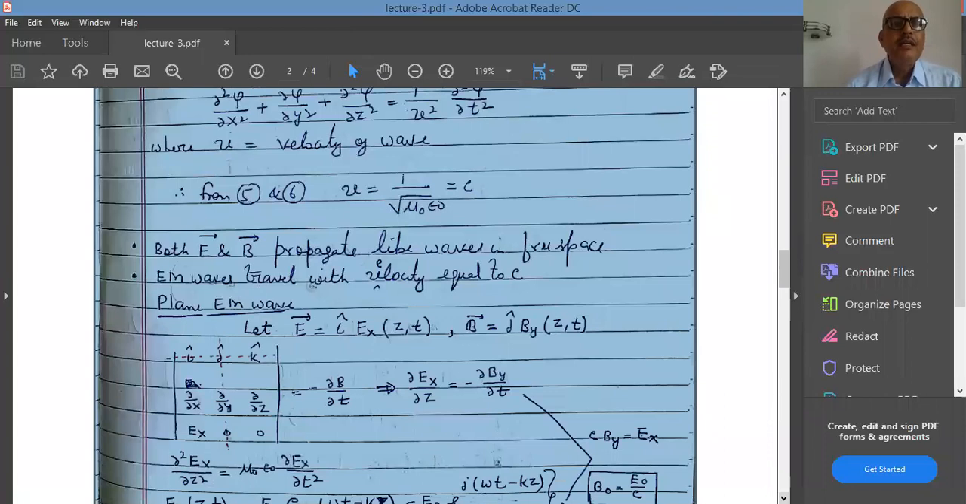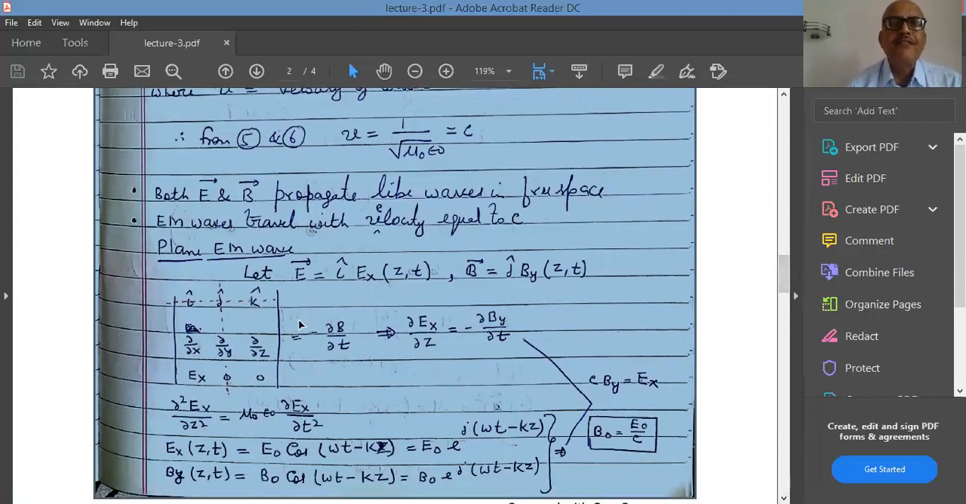Now let us find out the plane electromagnetic wave solution of the two equations. We assume as if Ex is along the x-axis and it is a function of z. Z is the direction of propagation of the wave. Electric field is along the x-axis and the magnetic field B is along the y-axis. You must have read about Poynting vector. Poynting vector is E cross H. So if you find out E cross H, i cross j is nothing but k. So that is the direction of propagation.